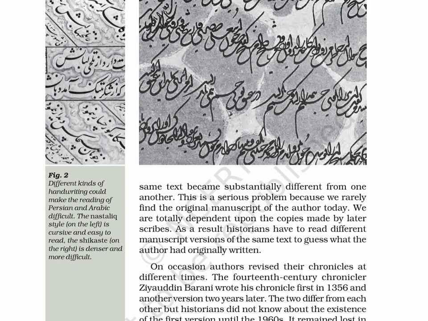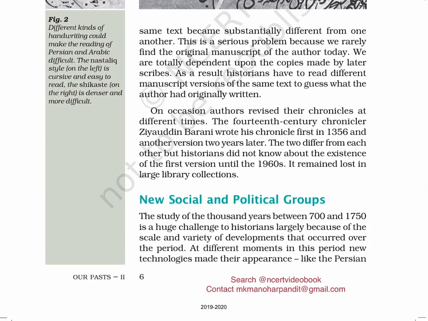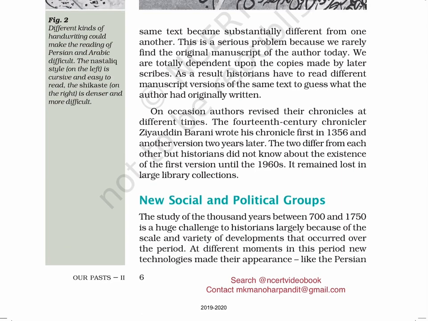This is a serious problem because we rarely find the original manuscript of the author today. We are totally dependent on the copies made by later scribes. As a result, historians have to read different manuscript versions of the same text to guess what the author had originally written.